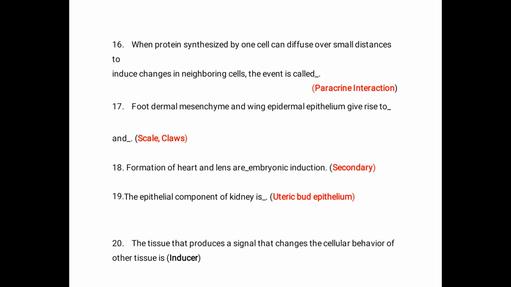16. When the protein synthesized by one cell can be diffused over a small distance to induce change in a neighboring cell, this event is known as paracrine interaction. This is the definition of paracrine interaction.